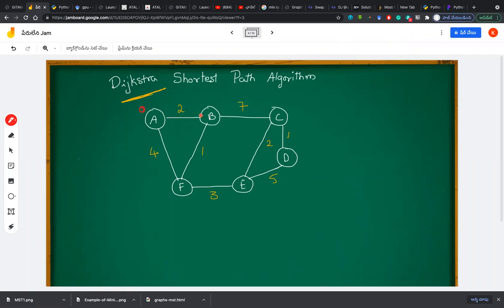For A to B, what is the distance we got? If you need to travel A to B, how many units do you need to travel? 2 units. 2, right. If you want to go from A to F, how many units do you need to travel? 4, right. It is 4. If you want to travel A to C, there is no direct connection, right? So according to Dijkstra, we keep it as infinite because we don't know how many paths are there. So initially we keep infinite.